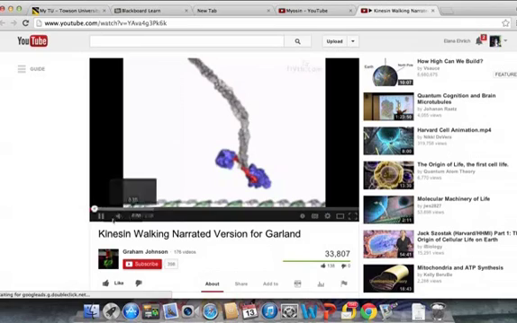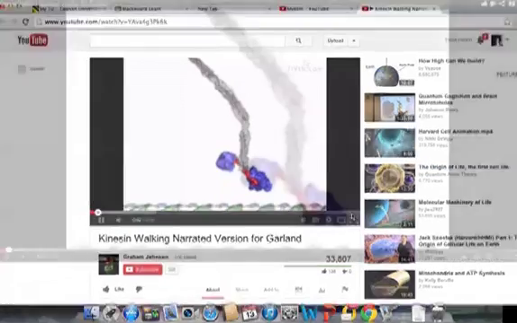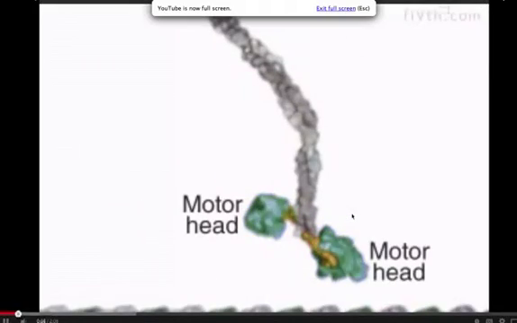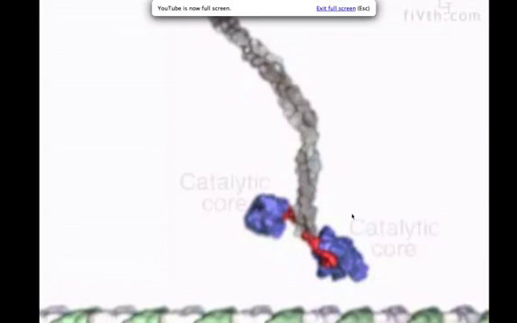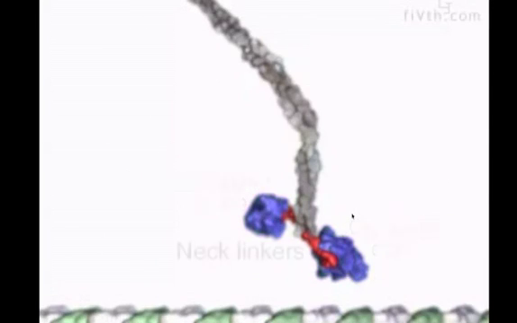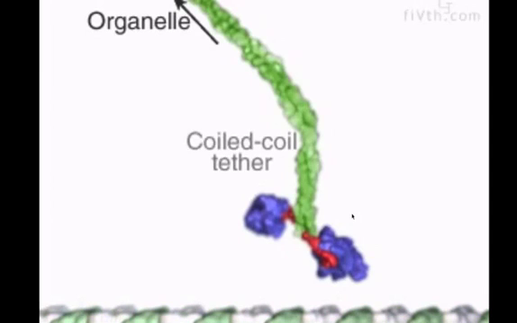The motor protein kinesin is a dimer with 2 identical motor heads. Each head consists of a catalytic core and a neck linker. In the cell, kinesins pull organelles along microtubule tracks. The organelle attaches to the other end of the long coiled coil that holds the 2 motor heads attached together.